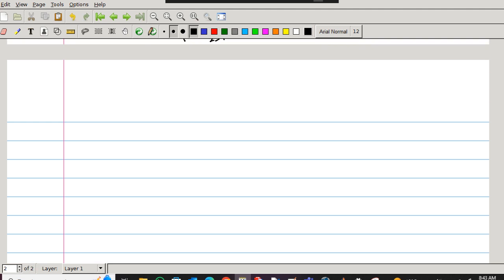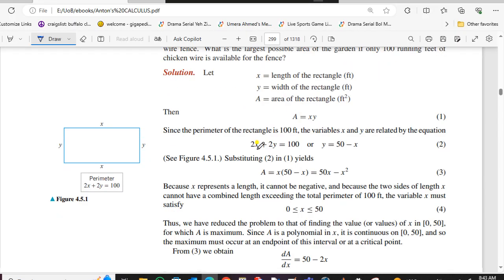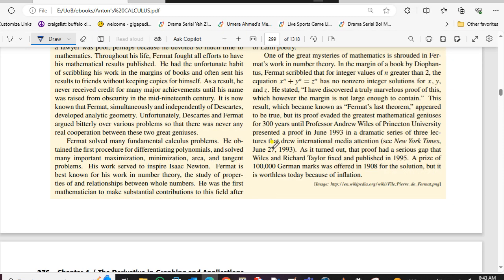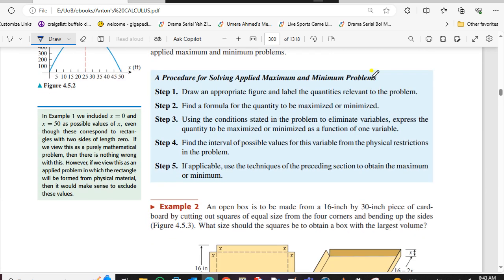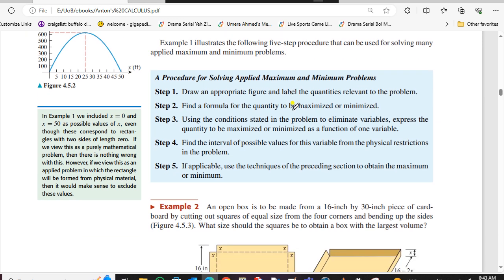So now they wrote it. See, after this example, they wrote this as a procedure. You see, these are the procedure that we followed. Exactly these 5 steps we followed in the last example. What is the first step? Draw an appropriate figure. That's what we did, right? We made a rectangle and then label the quantities relevant to the problem. We labeled x, y, and area. These 3 quantities were there. And then he said, find the formula for the quantity to be maximized.